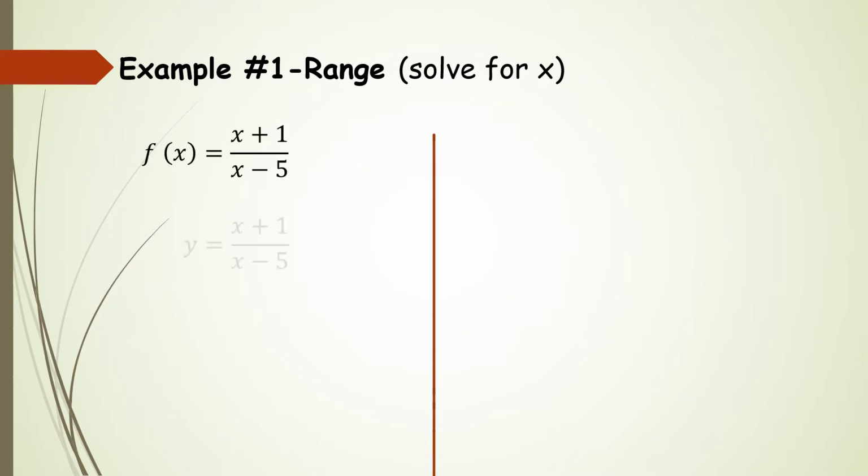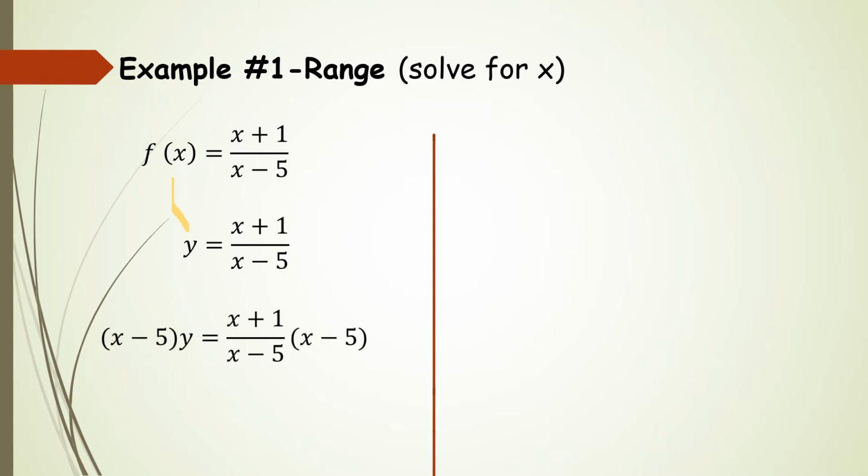range ng ating given. So, represent lang natin ang f of x is equal to y. So, meron tayong y is equal to x plus 1 all over x minus 5. Multiplying both sides by x minus 5. Cancel ito at ito. Magkakaroon tayo ng xy minus 5y.